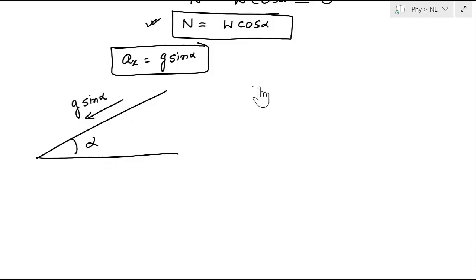Now the first situation we can have is alpha equal to 0 degrees. In this case, what will be the acceleration? If you put alpha equal to 0, sin 0 is equal to 0, so ax is equal to 0, which makes sense because alpha is equal to 0.